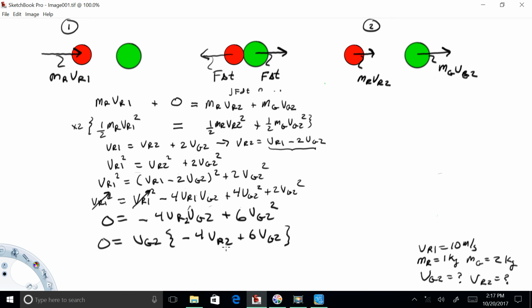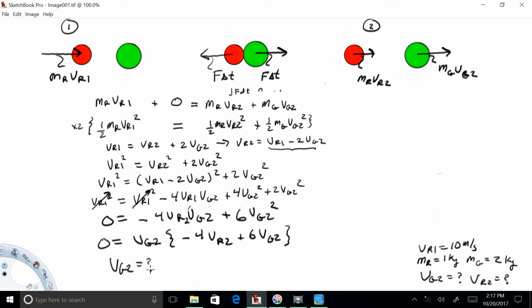This equation now has 2 solutions. This is real common when you use equations that have squares in them. It introduces solutions that can't physically happen. You got to inspect these real carefully. So one solution to this possibly could be VG2 equals 0?